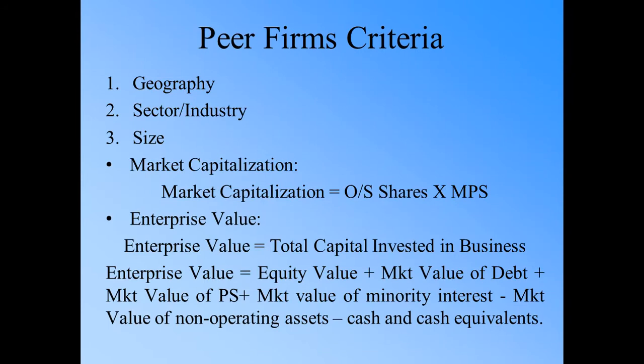The criteria for the peer firms is geography, and there should be the same sector, because different sectors have different risk profiles and even different financial assets and balance sheets. For example, if you compare financial firms with non-financial firms, you will see that the fixed assets in non-financial firms are greater than the fixed assets of the financial firms. So we should consider a similar sector, and then we should consider a close, similar size.